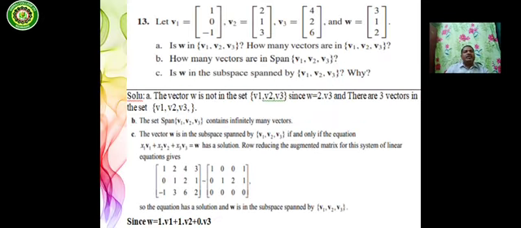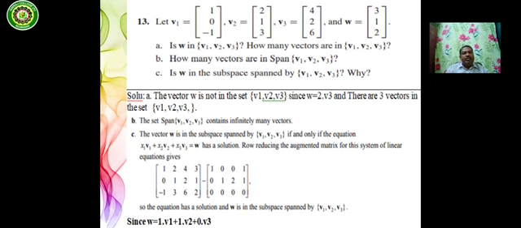Next problem. Let v1 equal (1, 0, -1), v2 equal (2, 1, 3), v3 equal (4, 2, 6), and w equal (3, 1, 2). So what is the first problem? Is w in span of v1, v2, v3? So w is an element of span of v1, v2, v3 or not. How many vectors are in span of v1, v2, v3? Is w in the subspace spanned by v1, v2, v3? Why? So now first we verify whether w is in the span of v1, v2, v3 or not.